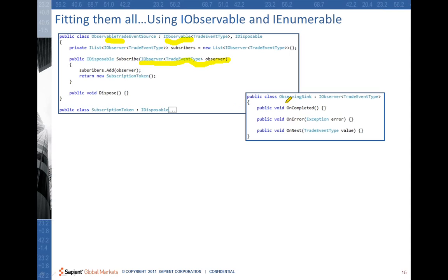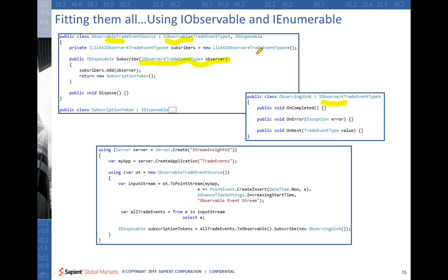So when it does that, there is an observing sink, which is an observer now. So this observing sink will actually observe the StreamInsight. So if you notice the next example, this is your main code where you create a new, so this is the line of interest. These two, I think we have seen enough. So we create a new observable trade event source, and we create a point stream, and then create an insert event from that point stream, and we bind that as a query.